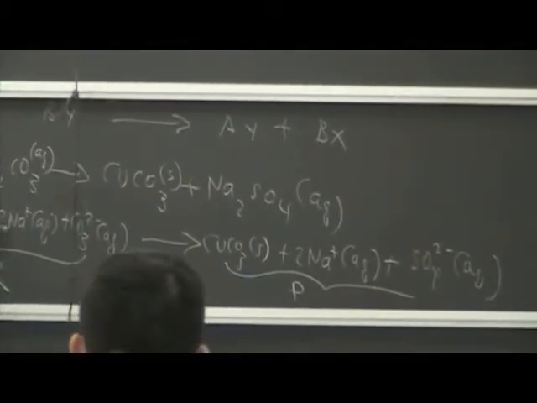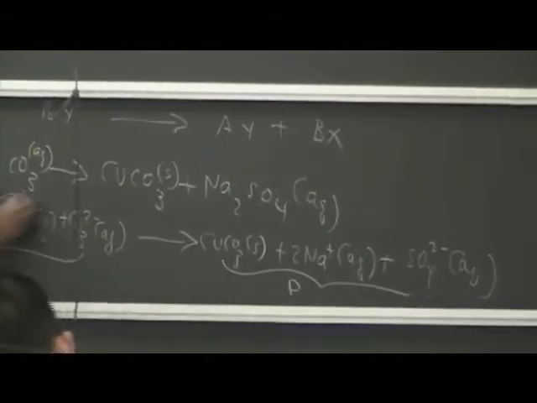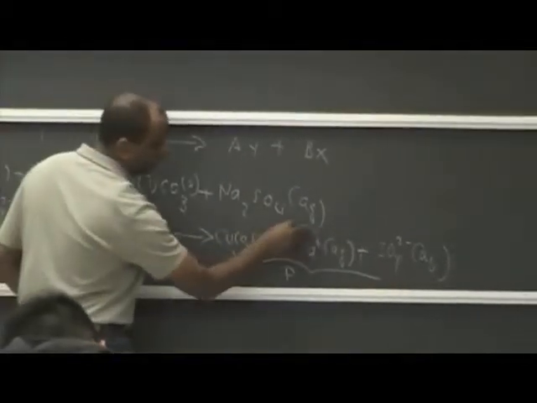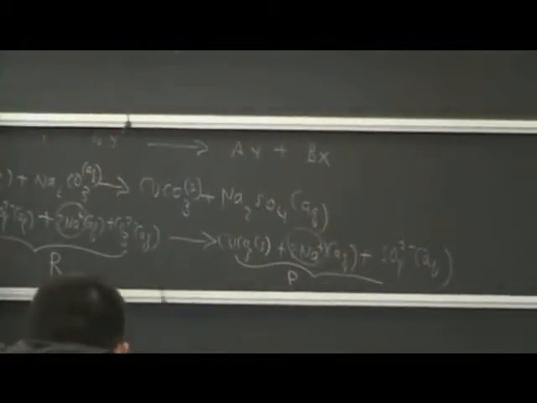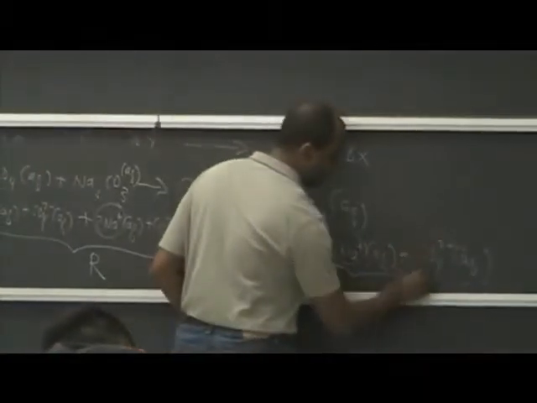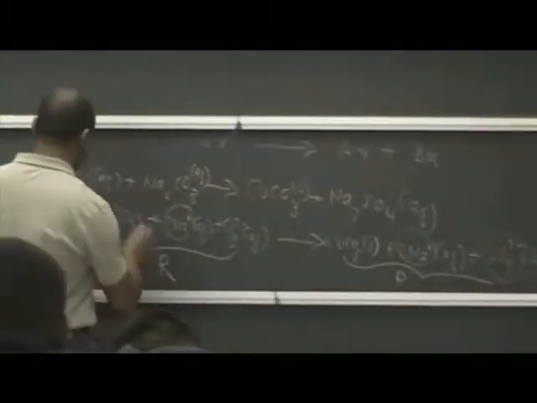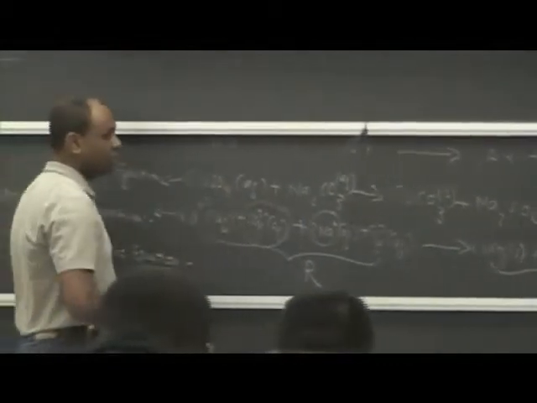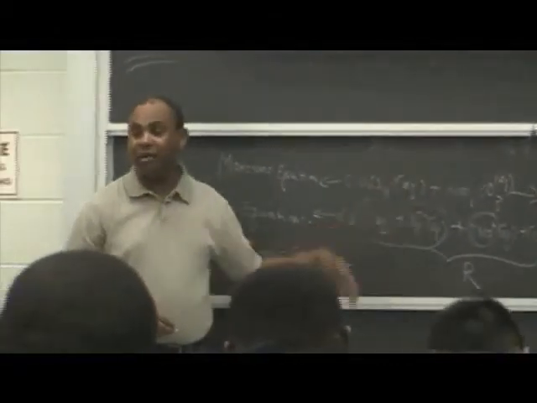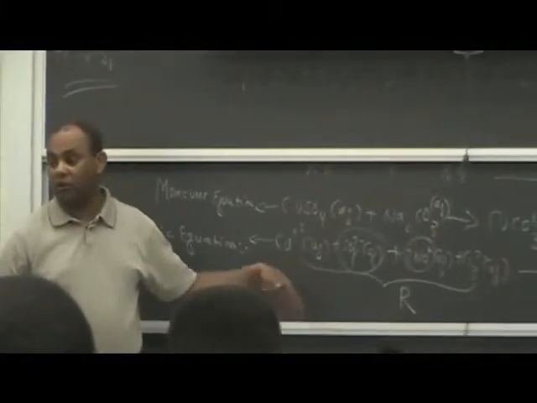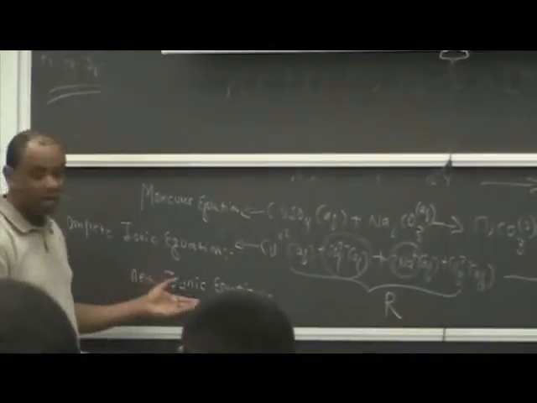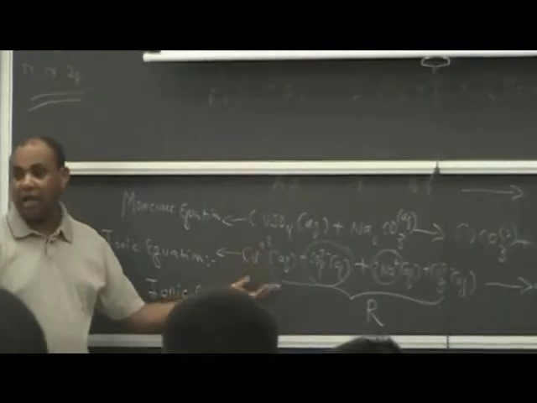If you look, one is 2Na+. Right here, you have another 2Na+ without any change. SO4 2-. We have SO4 2- here. We also have SO4 2- here without any change. So we're going to eliminate these ions. We're going to eliminate these ions. And we end up with the net ionic equation.